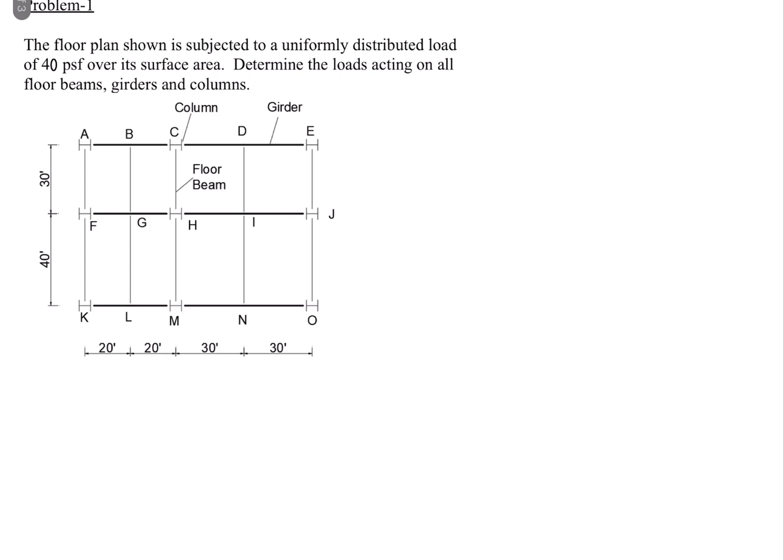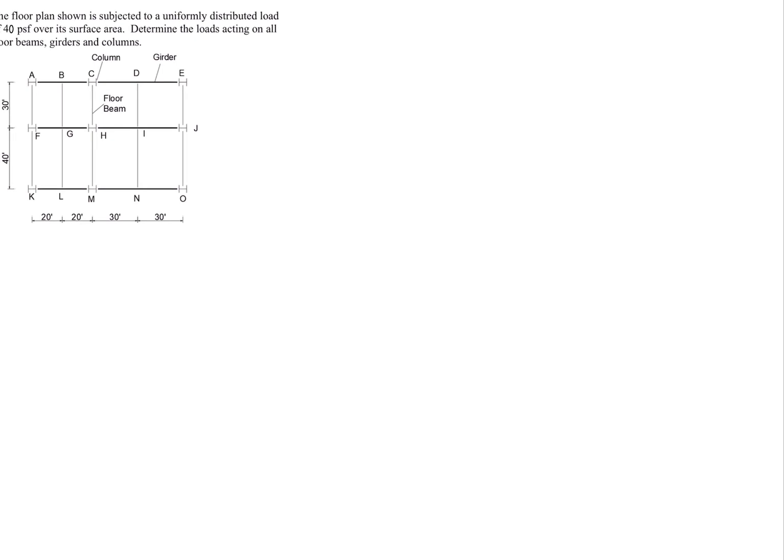Okay, so for problem 1, it reads: the floor plan shown is subjected to a uniformly distributed load of 40 pounds per square foot over its surface area. Determine the loads acting on all floor beams, girders, and columns.